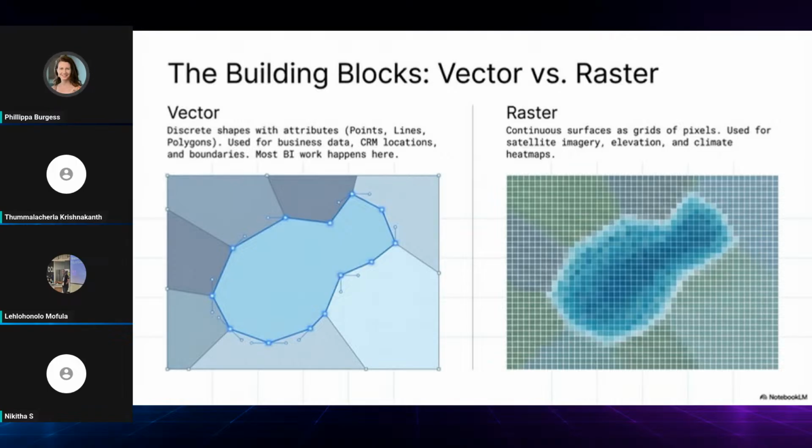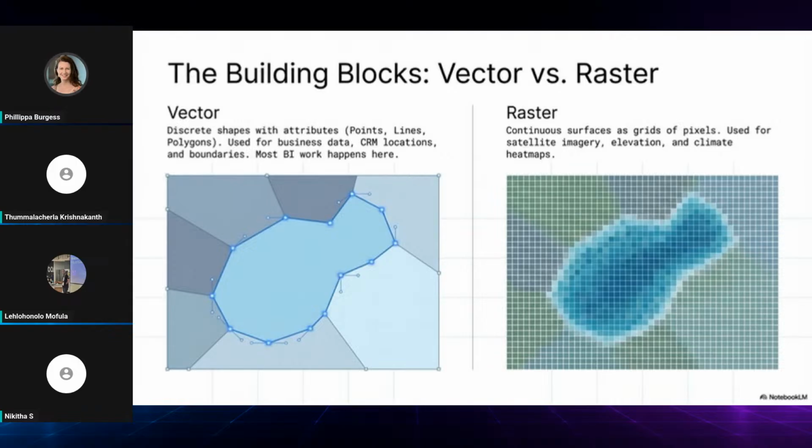Raster is different. You may or may not have heard of terms like remote sensing or IoT, Internet of Things. I had not before I started my graduate studies. Satellite imagery, drone imagery, any of that kind of analysis is based on rasters. A raster is a continuous surface of grids of pixels. You can use it for satellite imagery, elevation, climate. Climate heat maps are going to be more of a raster. Think of it like a photo that lays over something, and then you're doing an analysis at a pixel level.